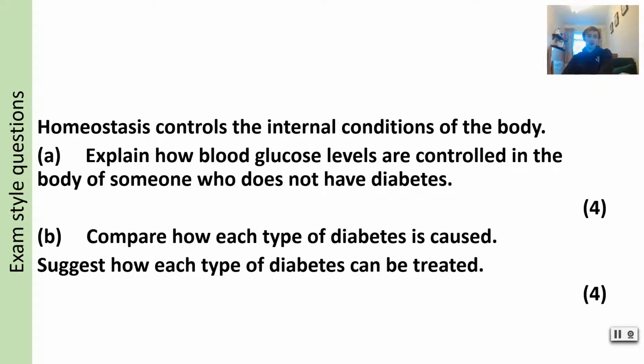So the first question is, explain how blood glucose is controlled in the body of someone who does not have diabetes. The second one is, compare how each type of diabetes is caused.